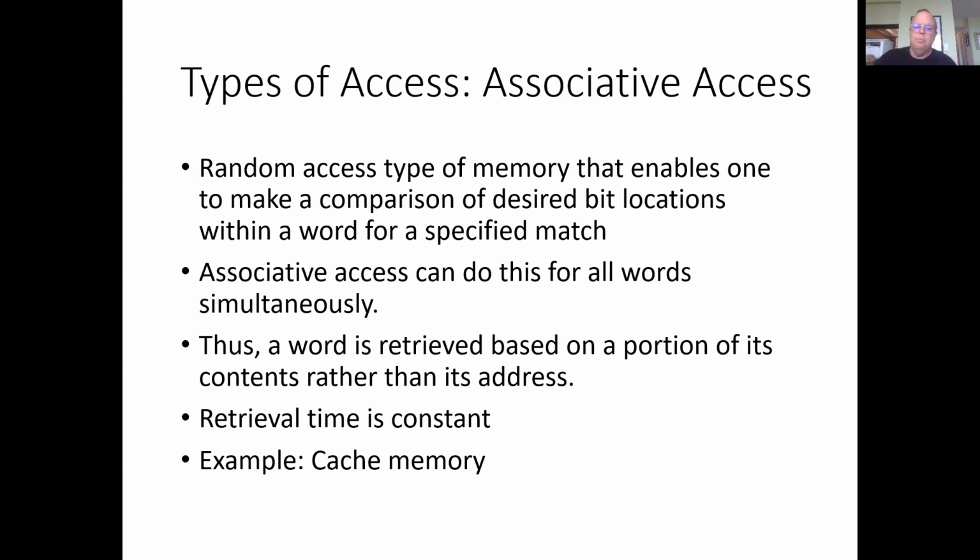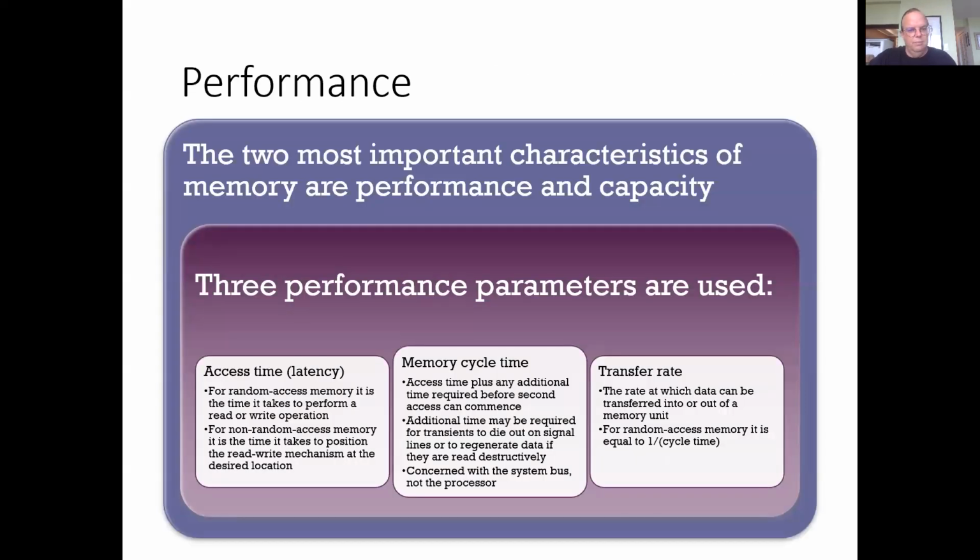So in terms of performance for memory, we look at two things, the performance and the capacity. And there are three performance parameters. One is the access time, and for random access memory, it's the time it takes to perform a read or write operation. For non-random access memory, it's the time to position the read-write mechanism at the desired location, such as that needle on the turntable.